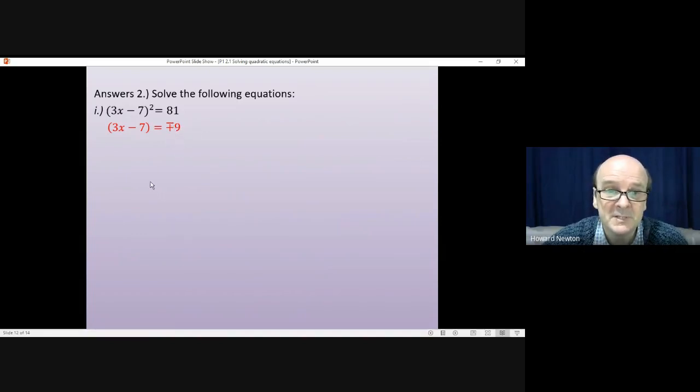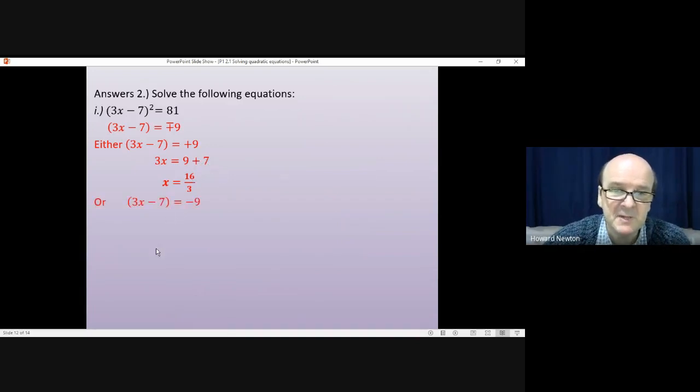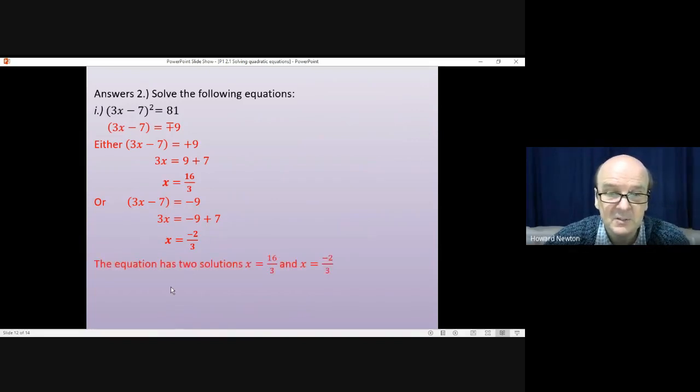We need both possibilities. First of all, if 3x minus 7 is equal to plus 9, then we solve that equation. That'll give us 3x is 9 plus 7. 3x is 16 when we add those together, divided by 3. The other possibility is that 3x minus 7 equals minus 9. We now solve that. So 3x is minus 9 plus 7. Minus 9 plus 7 is minus 2. So moving the 3 across will give us x equals minus 2/3. And that's it. Those are the two solutions, x equals 16 over 3 and x equals minus 2 over 3.